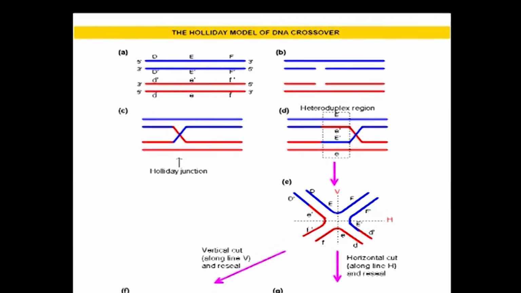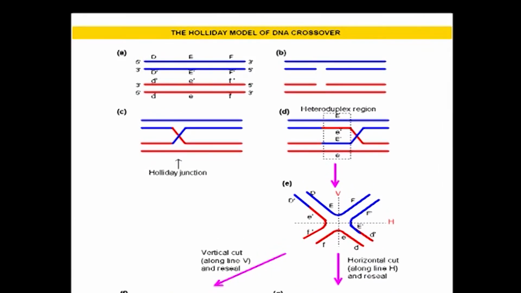In the first step, two homologous DNA molecules line up. Next, the cut in one strand of both the DNAs occurs. The cut strands cross and join homologous strands, forming the Holliday structure or Holliday junction. Next, a heteroduplex region is formed by branch migration.